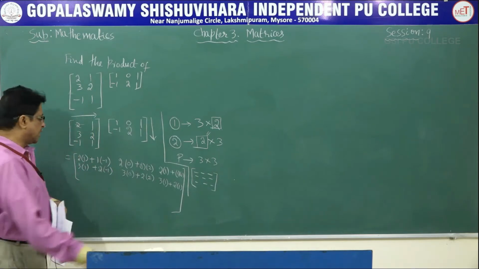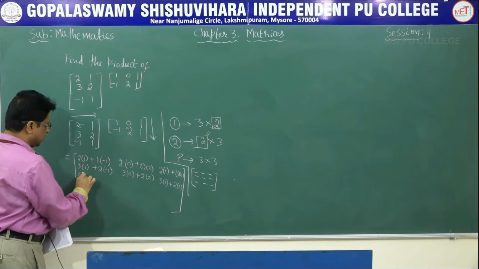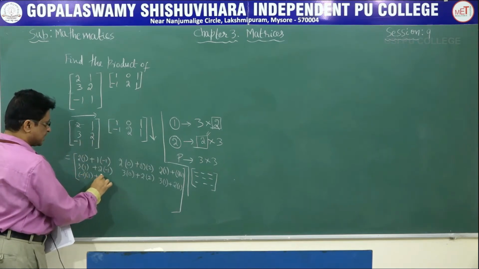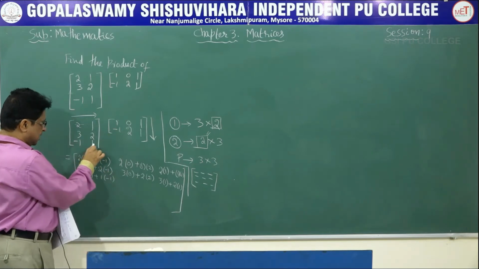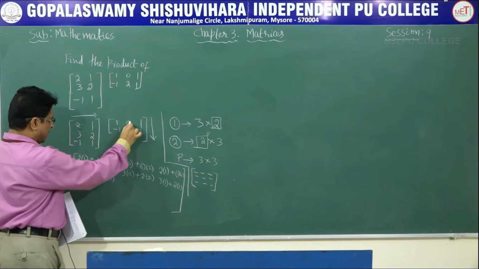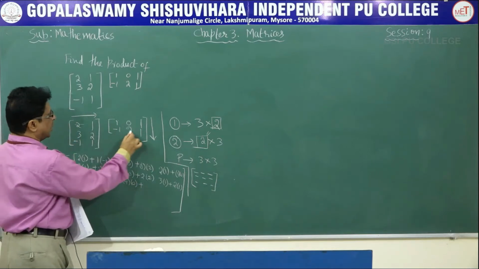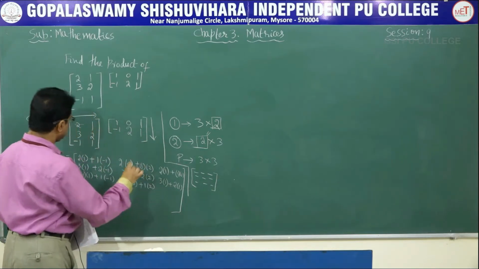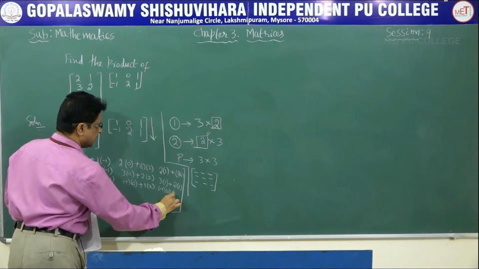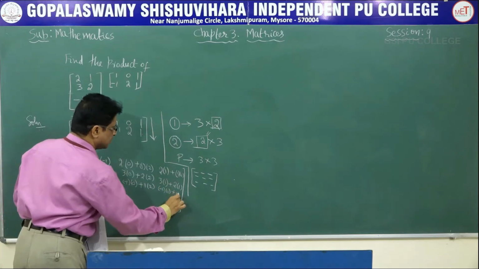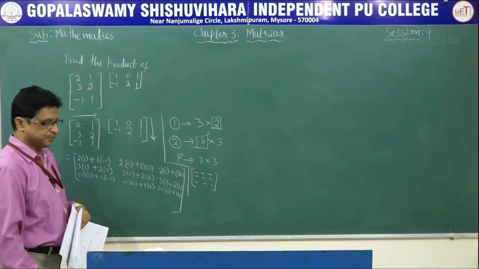Next we pass on to the third row. Third row into first column, minus 1 into 1 plus 1 into minus 1. Third row into second column, minus 1 into 0 plus 1 into 2. Minus 1 into 1 plus 1 into 1, that is third row into third column.